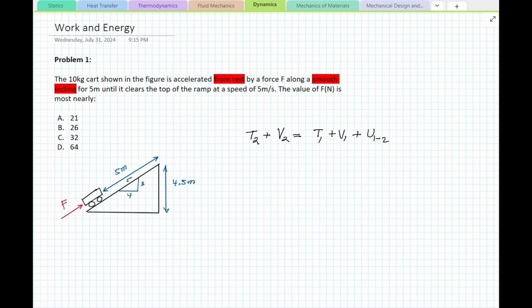So now the next step will be plugging our numbers into the equation. Our givens are the mass of the cart, which is 10 kilograms. We have the displacement of the cart, which is equal to 5 meters. We also have the speed, or velocity rather, so that'll be 5 meters per second. And we know that gravity is equal to 9.81 meters per second squared.